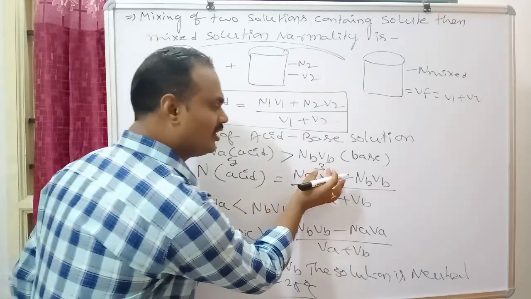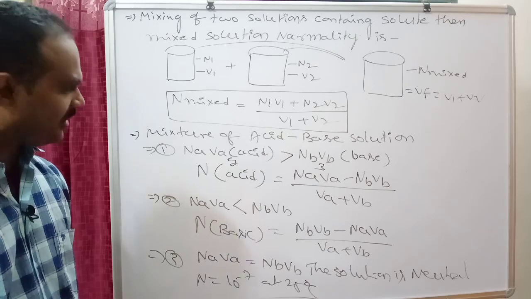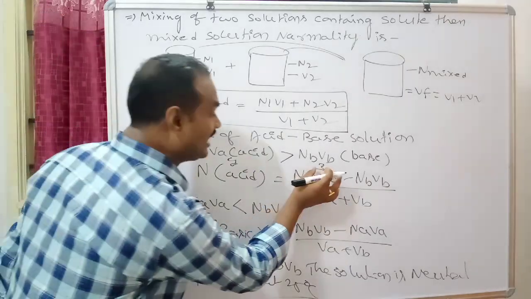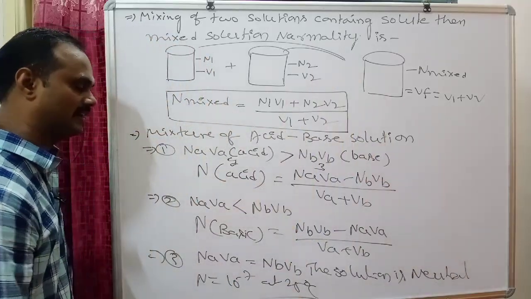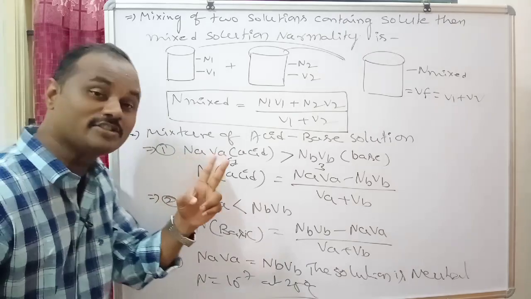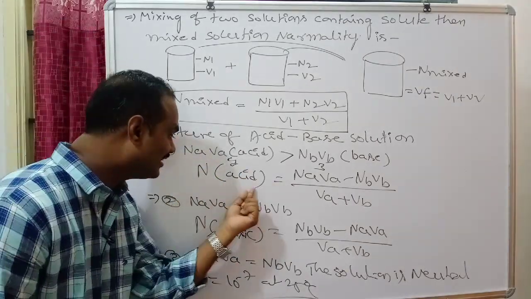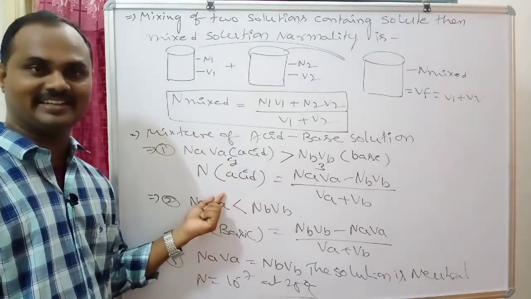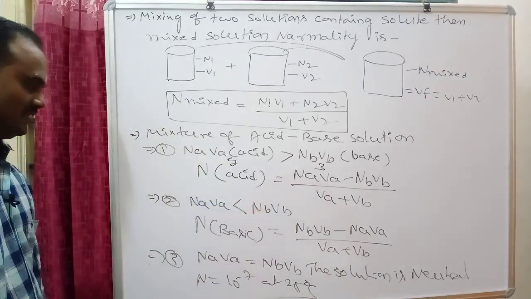Sir, how many gram equivalents of base are available here? 3 gram equivalents of base are available. These 3 gram equivalents of base are completely neutralized by 3 gram equivalents of acid. The remaining 2 gram equivalents of acid are not reacted, and that is what we are going to calculate here. That value will be calculated like this.